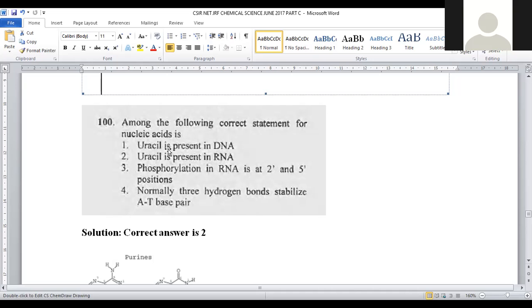Uracil is not present in DNA, rather you can find thymine. Uracil is present in RNA. This is the correct statement. Phosphorylation is accompanied by 5 position attachment. So 2 hydrogen bonds will be there in the adenine thymine base pair. So the right option will be option number 2. For question number 100, option number 2 will be the right answer.